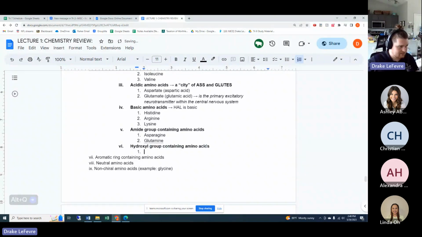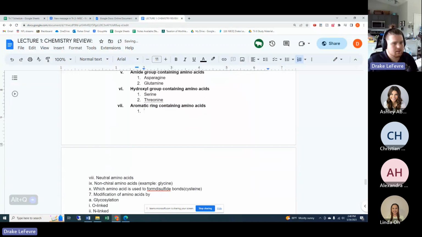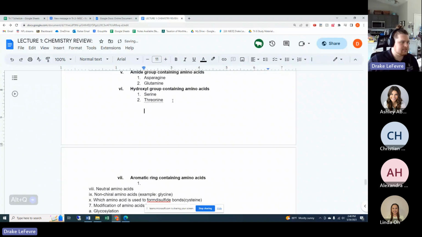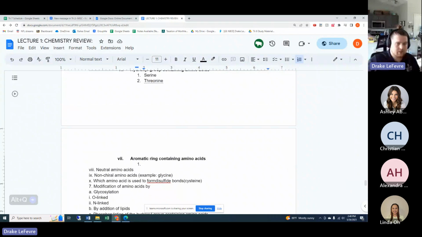But he will test pretty heavily on questions like, which of the following is an amide group containing amino acid? He'll ask questions like that. Our hydroxyl containing are serine and threonine. I suppose that if you understand what groups these contain, then it'll be a little bit easier. Ideally, it's easier to understand the interactions they would have with other stuff.